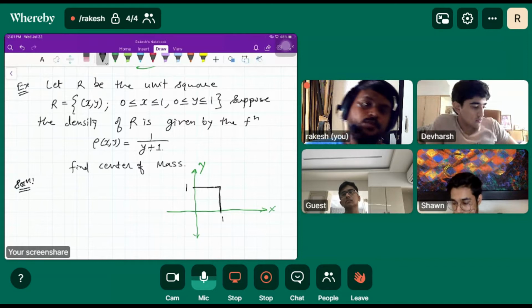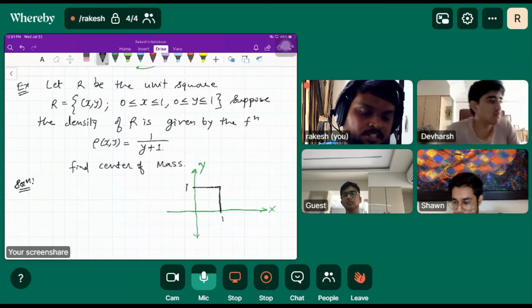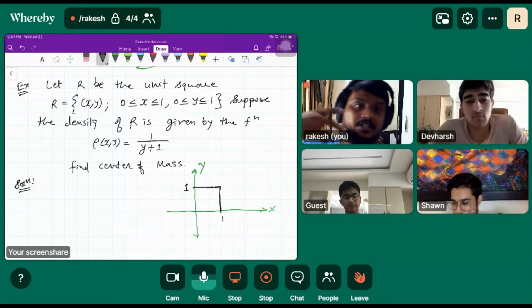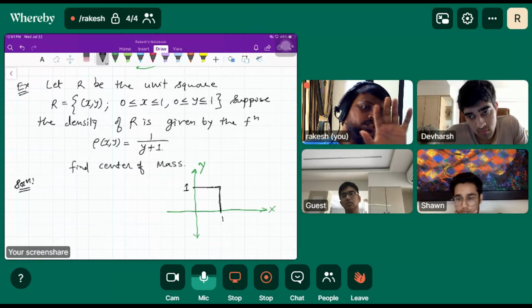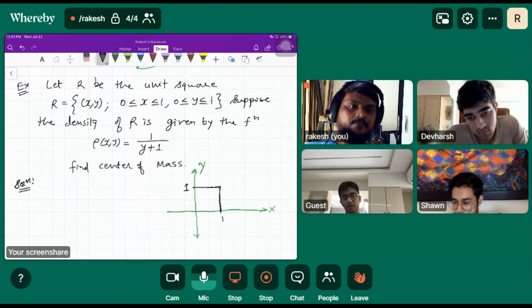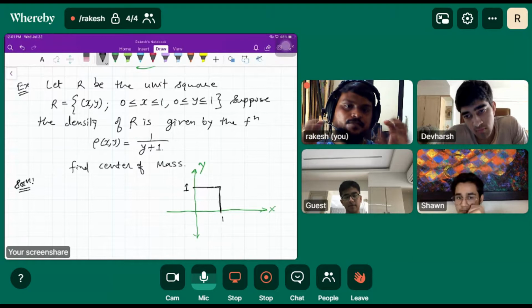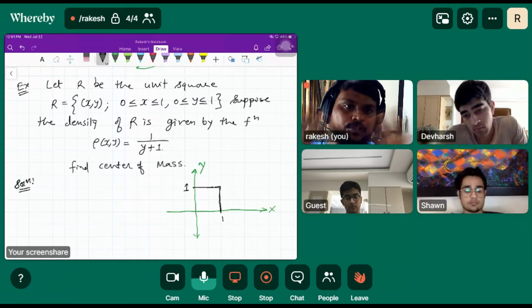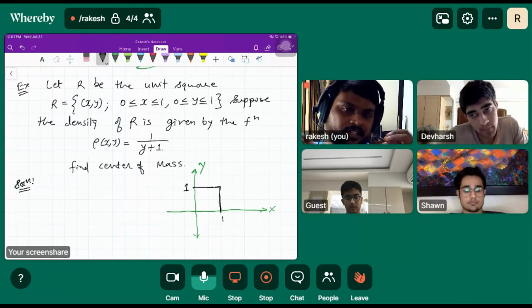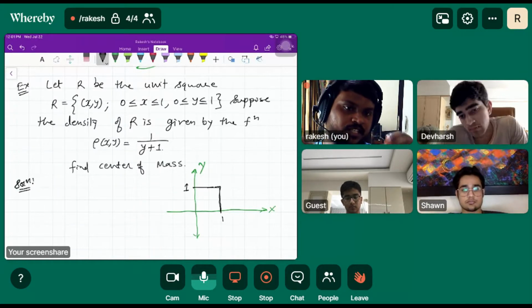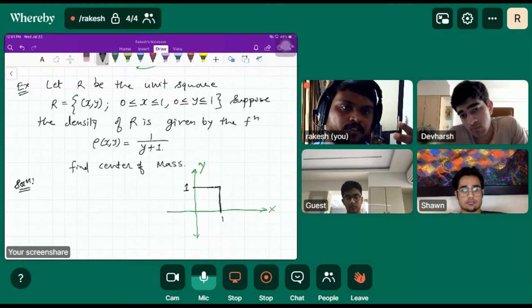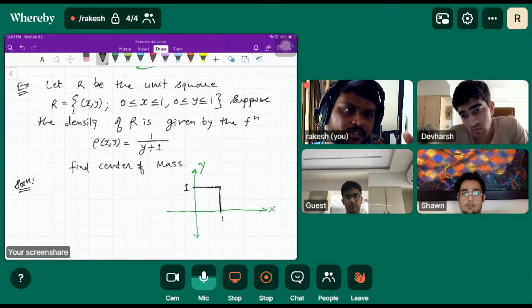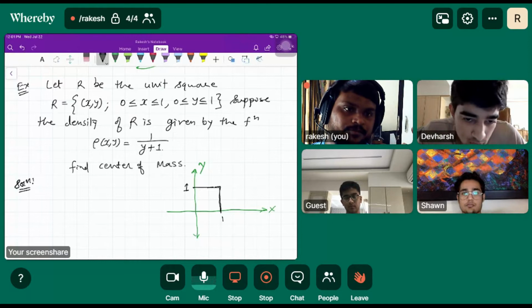What does the center of mass look like here? If you ignore the density function for a while, the center of mass of this object seems to be at the center of the square, and that is 0.5 comma 0.5, half comma half, right?